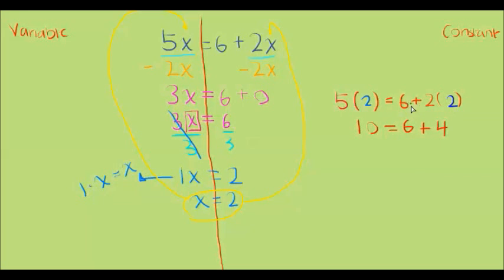Remember, we don't do 6 plus 4 first because according to the order of operations, we need to do multiplication first before addition. So now we got 10 equals 6 plus 4. We bring down the 10. 6 plus 4 is simply 10. 10 is equal to 10. Therefore, I know that x equals 2 is a solution of the equation because once we plugged in the value of the variable, the equation makes sense. So therefore, the solution of this equation is x equals 2.